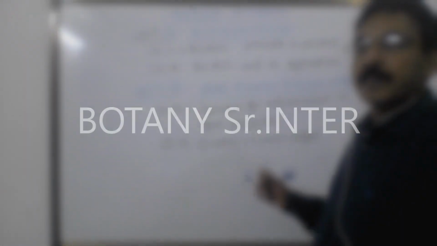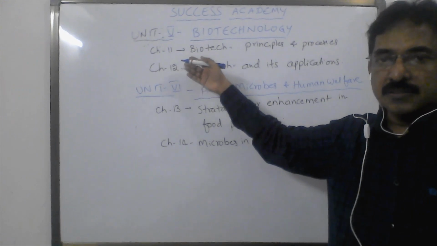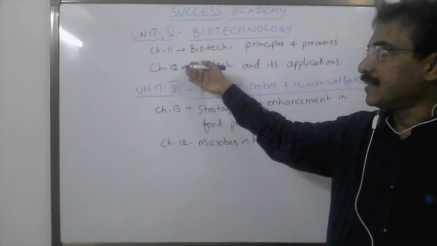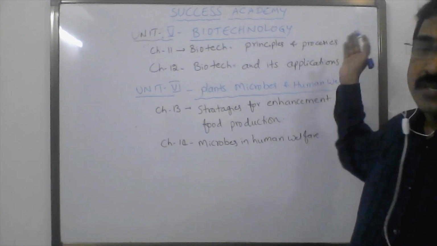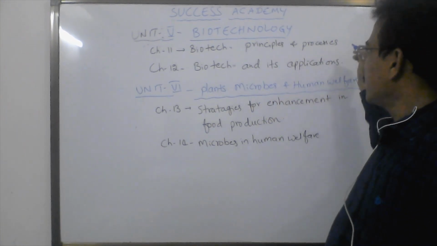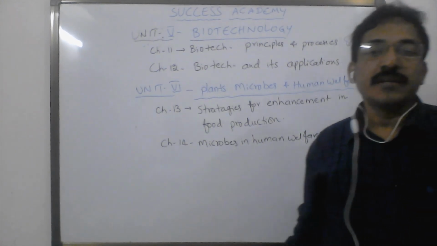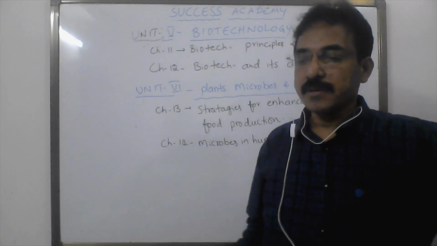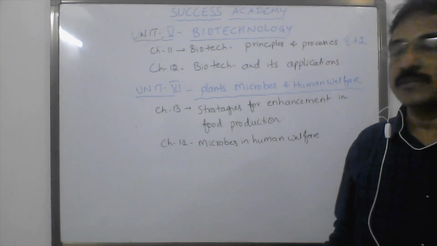Okay students, look at this. Unit 5 is biotechnology. It has 2 chapters, chapter 11 and 12. The 11th chapter is biotechnology, principles and processes. This chapter has the weightage of 8 plus 2. 8 marks is the LAQ, that is the most important 8 marks question, and a 2 marks VSAQ question.